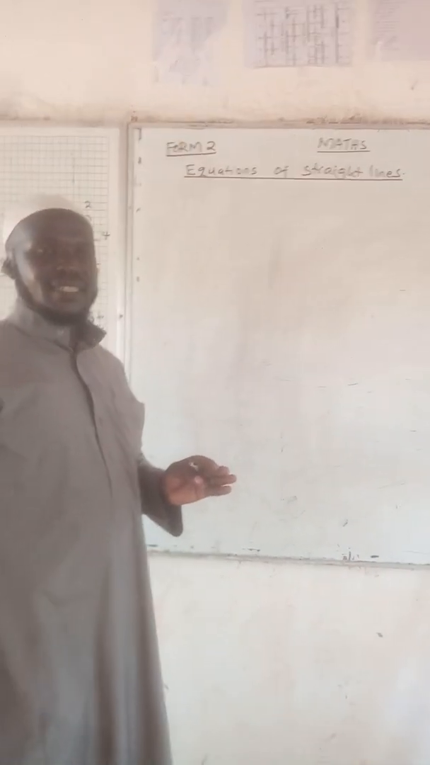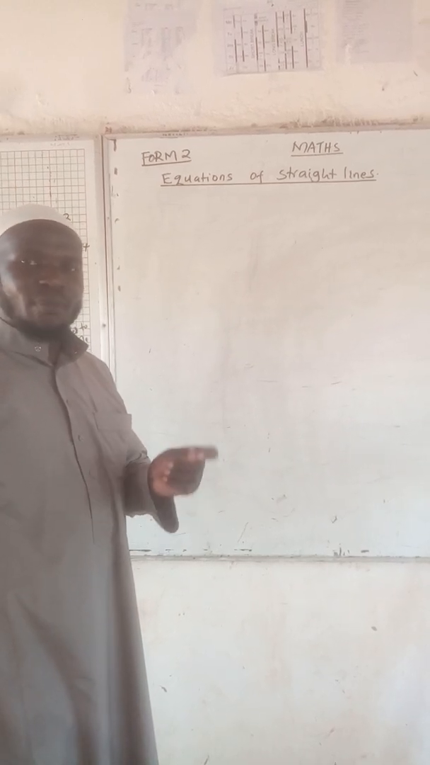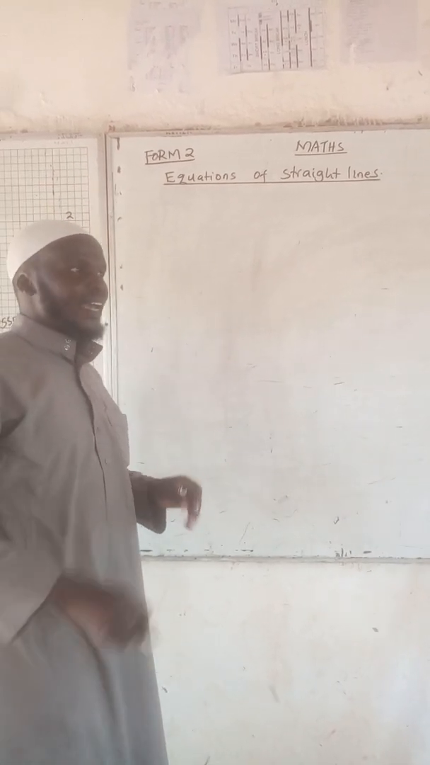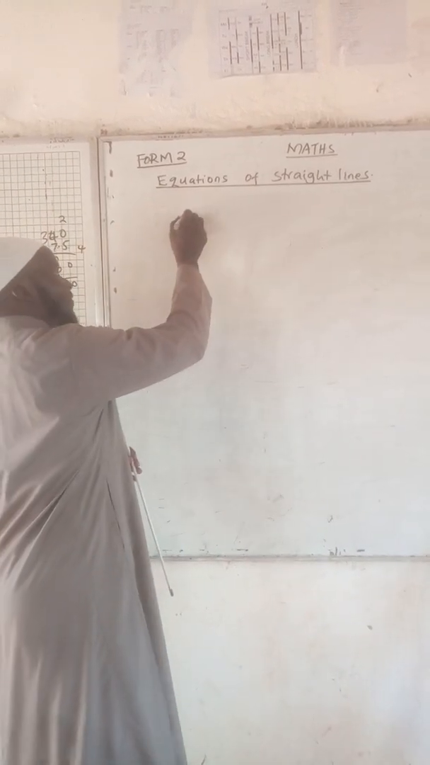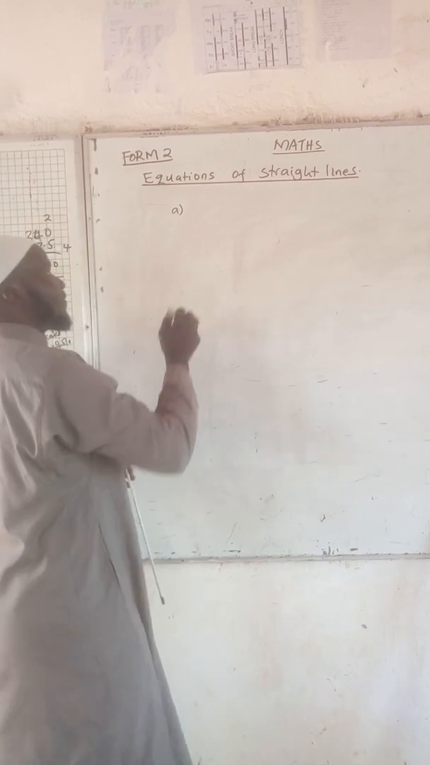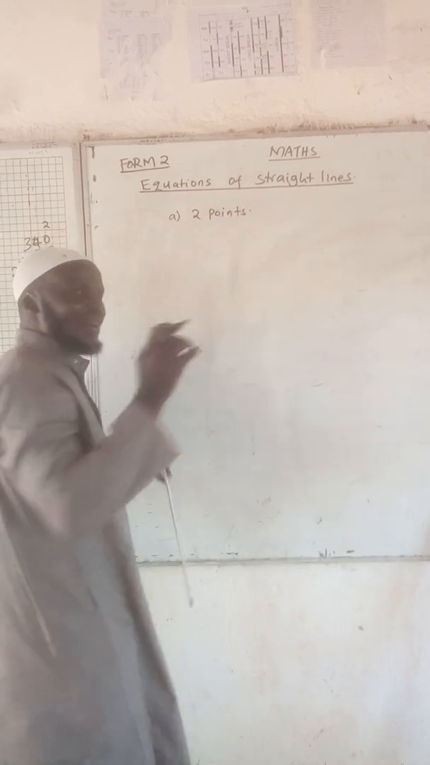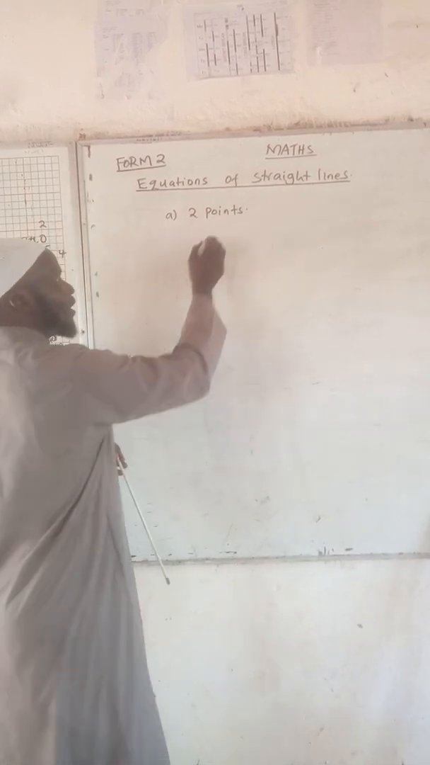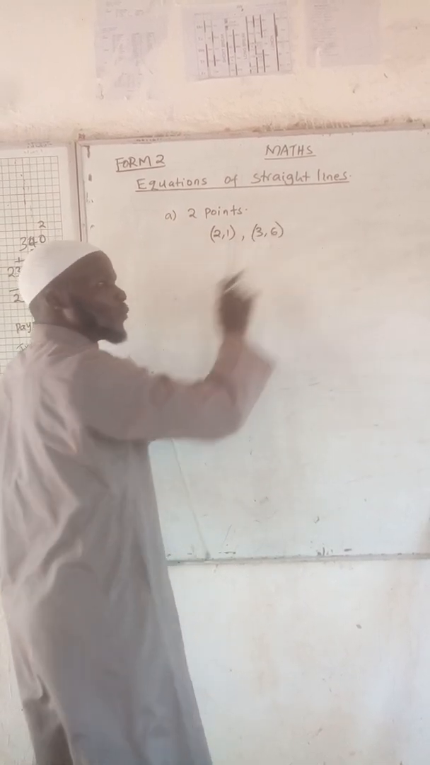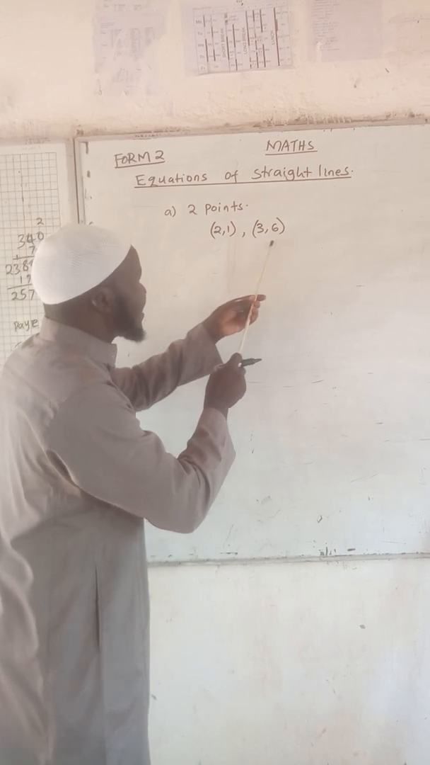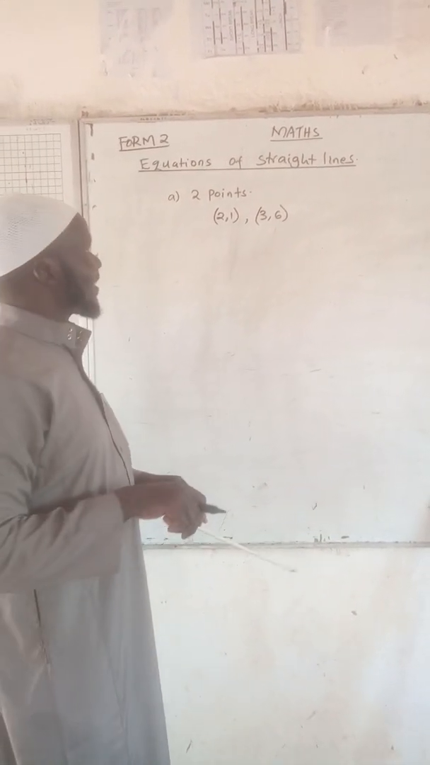There are some things that you need to know. In order for you to get an equation of a line, you must have two things in mind. One is that 2 points must be given. For example, 2, 1, and 3, maybe 6. Any 2 points. In this case, you will be able to get your equation of a straight line.